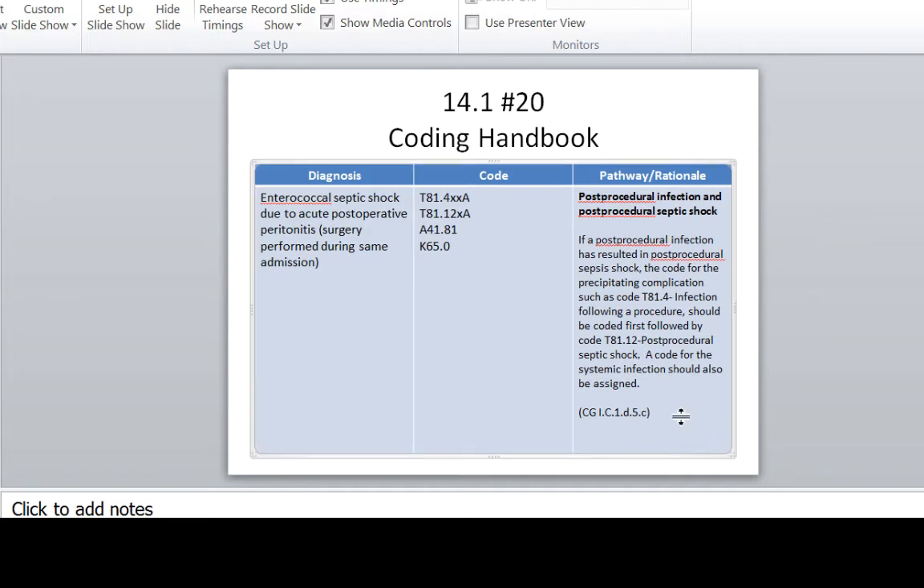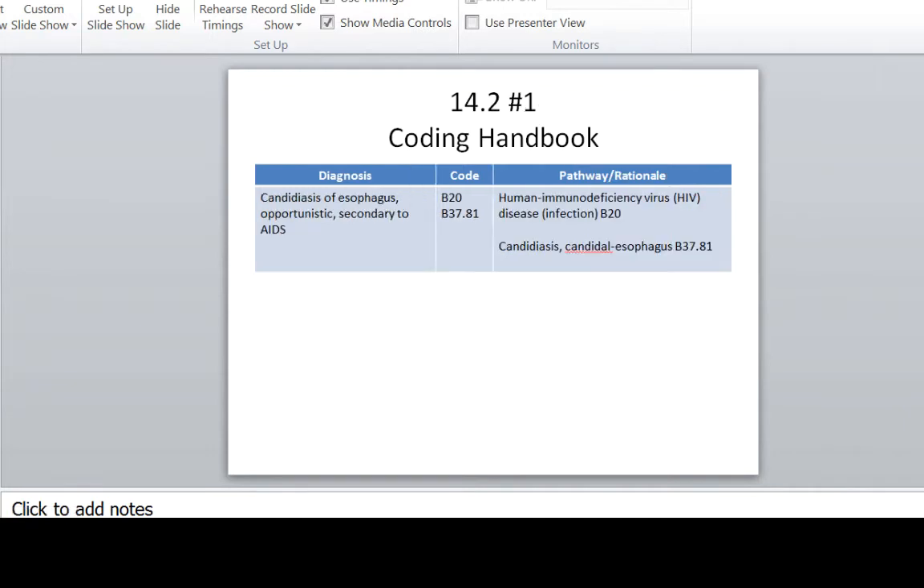And there's your guideline. So this particular case had me looking for guidelines to help me know how to sequence those 2 things. There was also an instructional note that said code your infection, and there is your infection, your enterococcus infection. We'll go through that in a second. And the K65 is the peritonitis. So we're getting our way through this code.